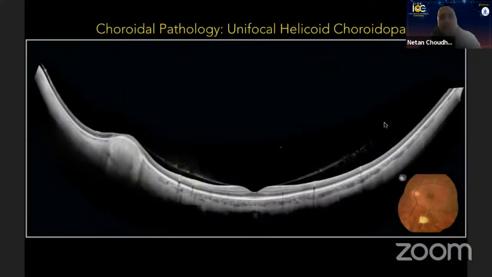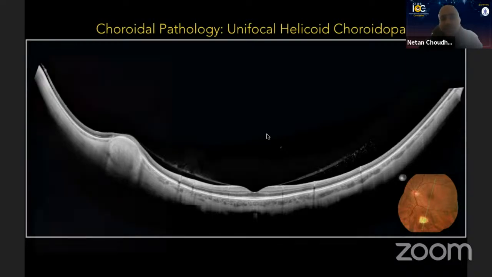Choroidal pathology also is valuable. We see a lot of tumors and suspicious lesions in the periphery. We're able to get out to the mid and the far periphery. This is an example of a helicoid choroidal lesion, which we published a few years ago. This is a swept source image, again, a montage, but we can definitely see this choroidal lesion very clearly, and it's out in the mid periphery.